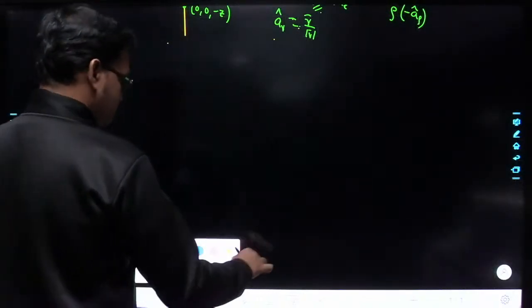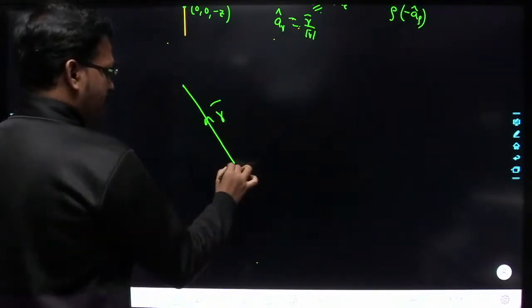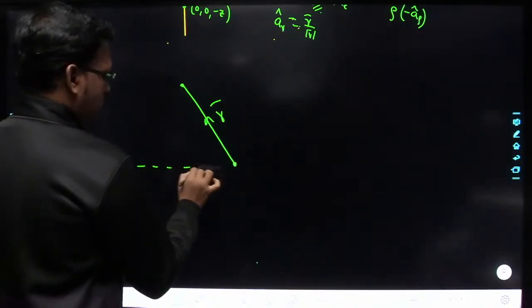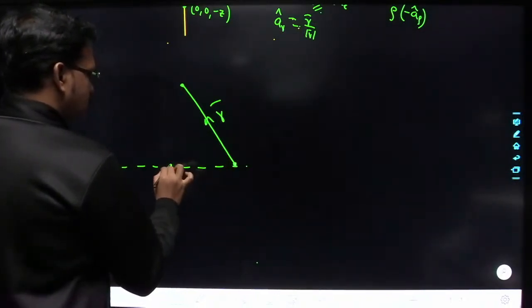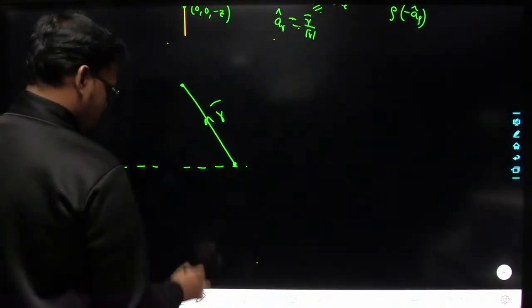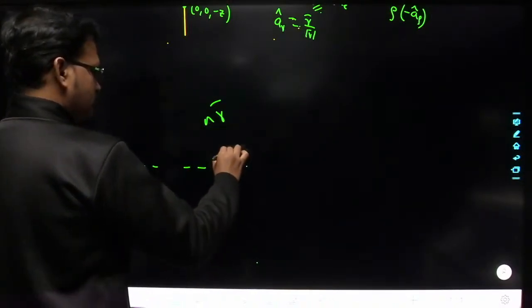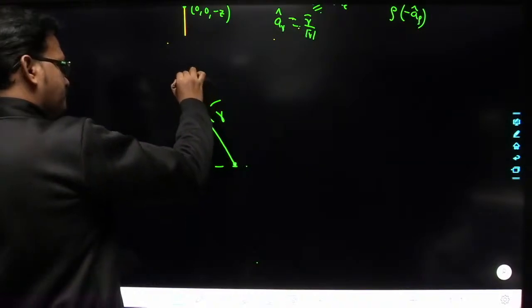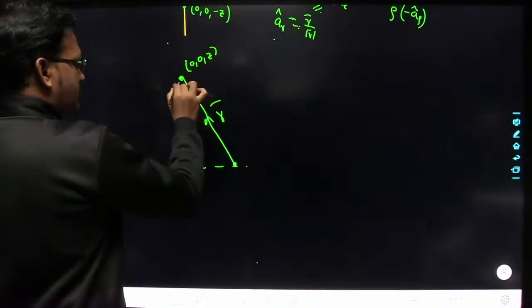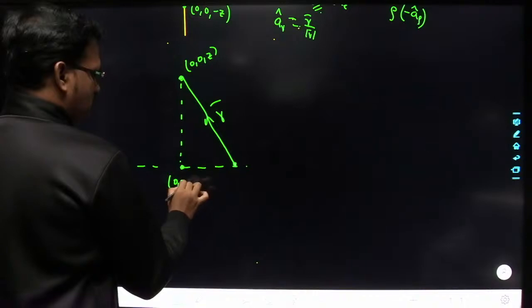See here. This is the R bar I am having, right? Okay. So this is the center of the circle. Let us say this is R bar. This point is 0, 0, z, right? Okay. So this point is 0, 0, 0.